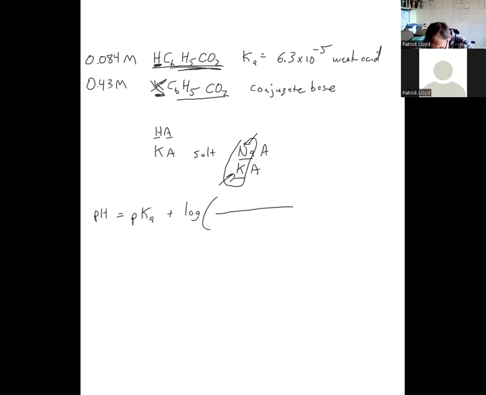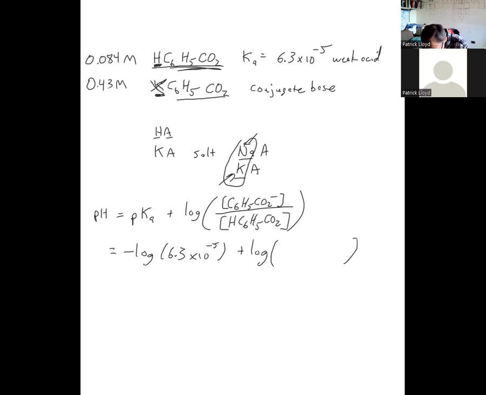So you're going to put the base on the top. C6H5CO2 minus. Remember, it's got a minus, right? And then you put your acid on the bottom. Right, this one's not negative because it's got the H plus attached to it. Now, we can calculate the pKa very easily. Minus log 6.3 times 10 to the minus 5. And then we just need to put our concentrations in. It's 0.43 over 0.084. The molarities cancel, so that's why that works out.